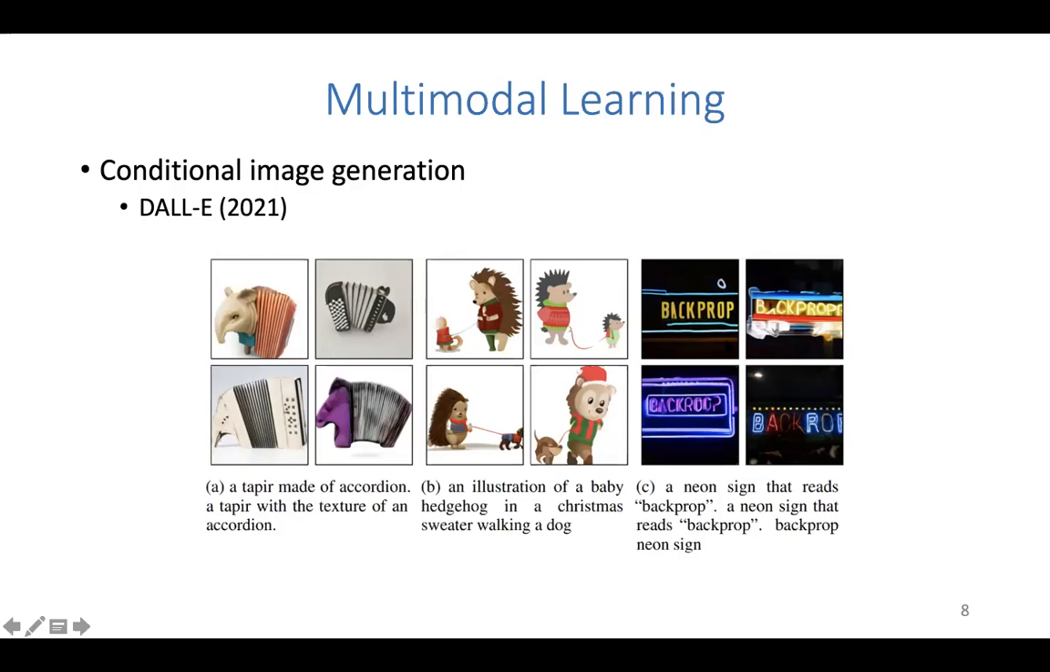This here as well, a neon sign that reads backprop. Nowhere in the world is there a neon sign that reads backprop. I'm pretty sure there is no such thing, but the model is doing a pretty good job drawing a backprop neon sign. So you can see how expressive, or how virtually infinite the capacity of this model, DALL-E, is.